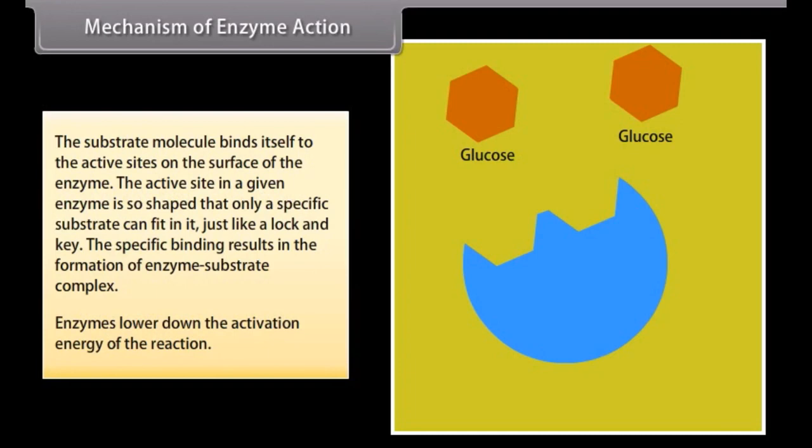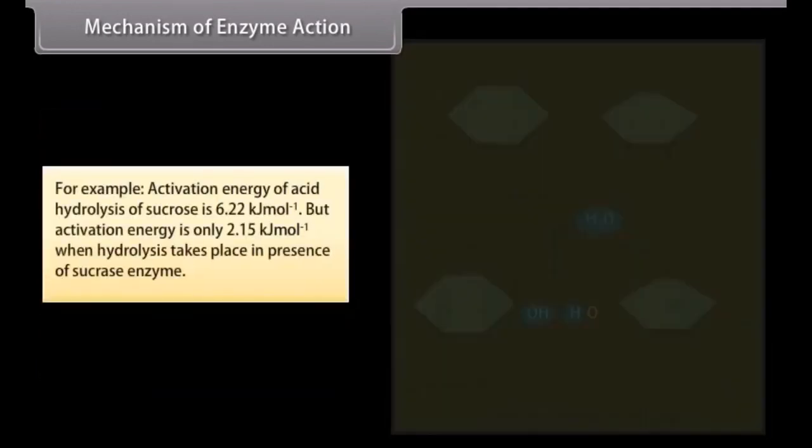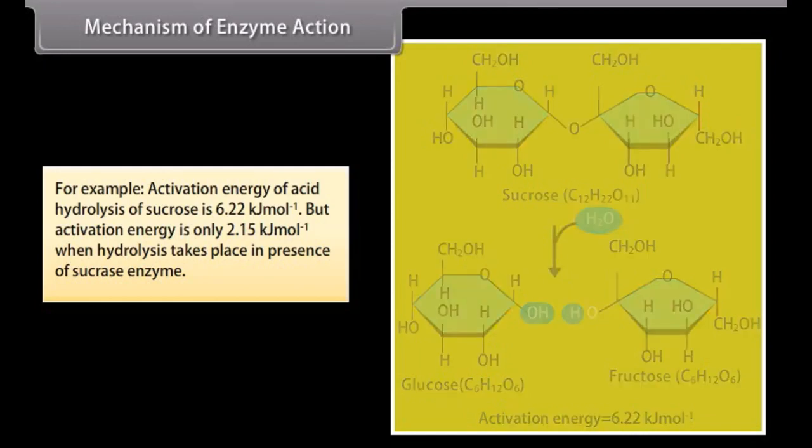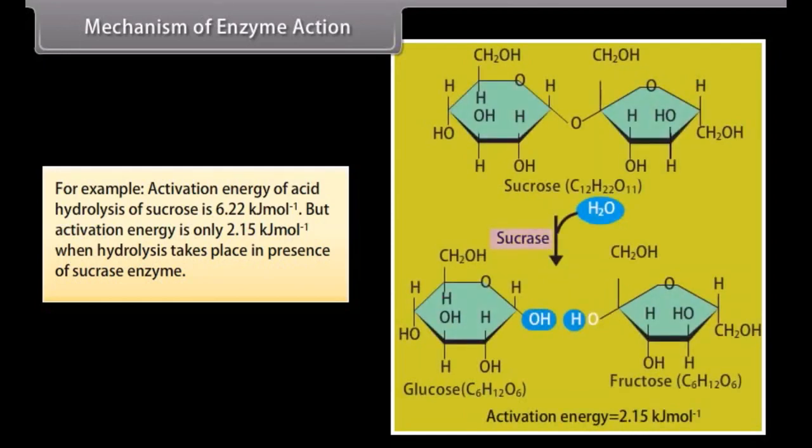Enzymes lower down the activation energy of the reaction. For example, the activation energy of acid hydrolysis of sucrose is 6.22 kJ per mole, but the activation energy is only 2.15 kJ per mole when hydrolysis takes place in the presence of sucrase enzyme.